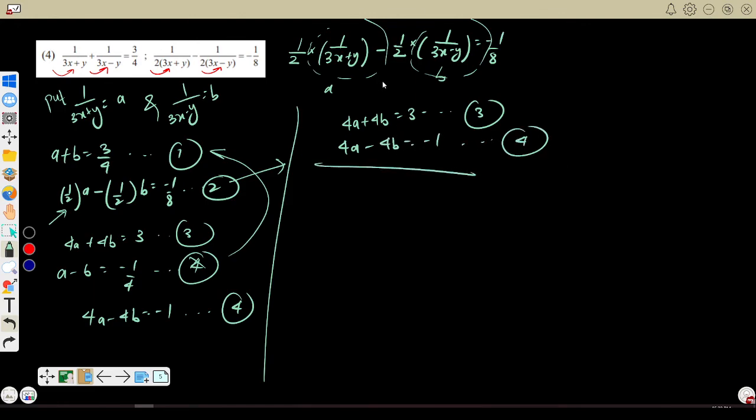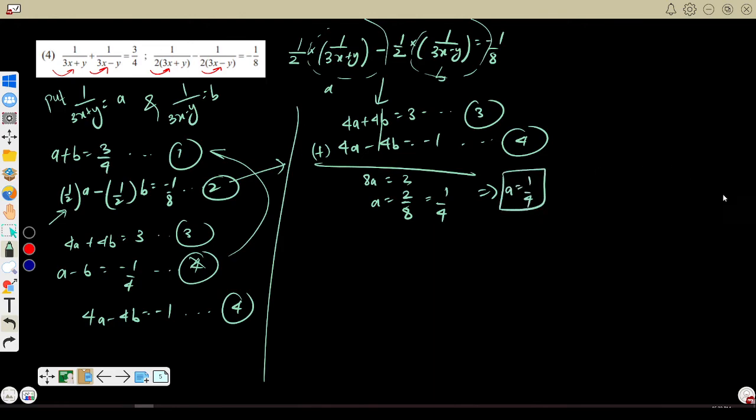Now to solve this, if you observe the second variable, that is b, the coefficients are the same, 4 and 4, so the signs are opposite. So easily I can say I will just add the equations. Plus 4b and minus 4b will cancel. 4 plus 4 will give me 8a is equal to 3 plus minus 1, so this will be 2. So a is equal to 2 upon 8, which is 1 upon 4. So this implies a is 1 upon 4.